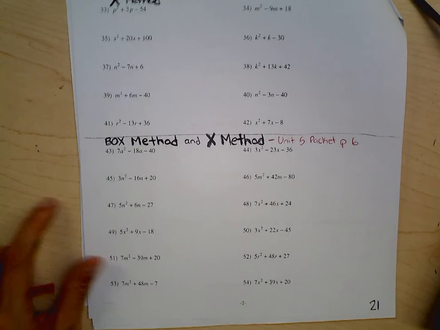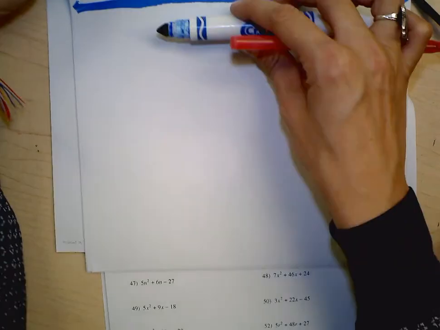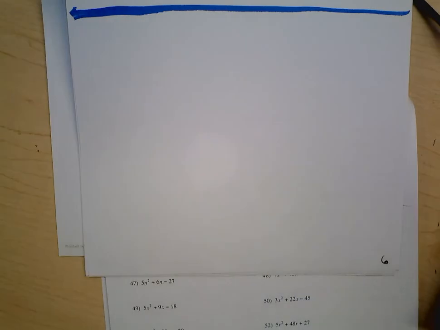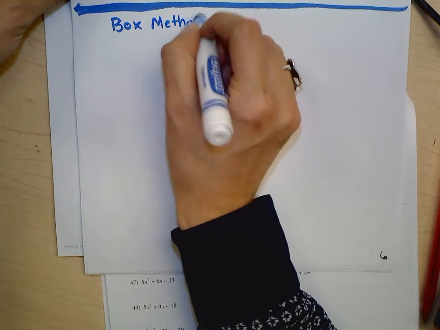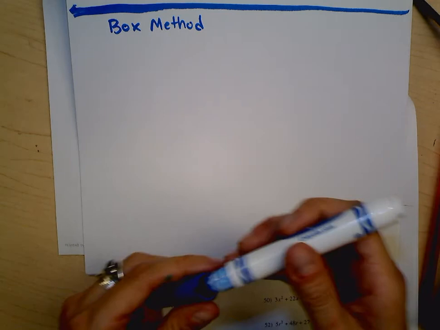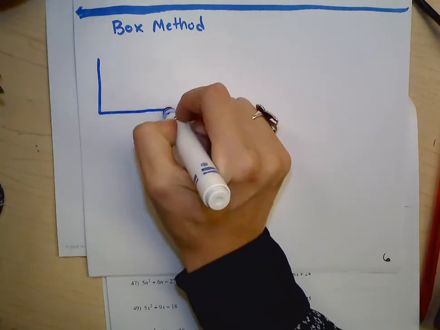Okay, so let's go over the box method. Now, I'm on page 6 of the packet. We already took notes on the top third. You guys should have that. So I'm going to draw a line here, and I'm going to be working on the bottom third. Okay, so I'm going to label this box method. We're actually going to be using the box and the X method, but I want to give the general notes here for the box method.